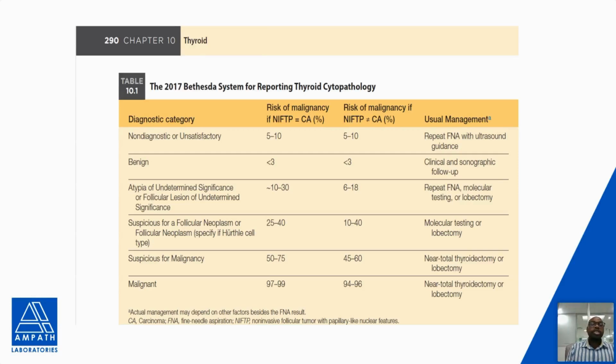From this table, you can see from the second and third columns that as you go higher in categories, the risk of malignancy is higher. And then the last column shows us the different management modalities that are used to manage these lesions.